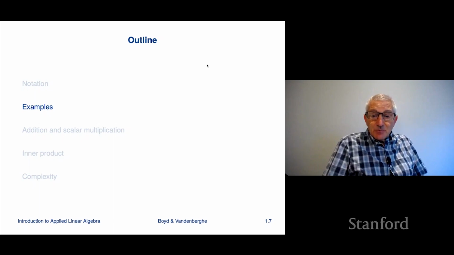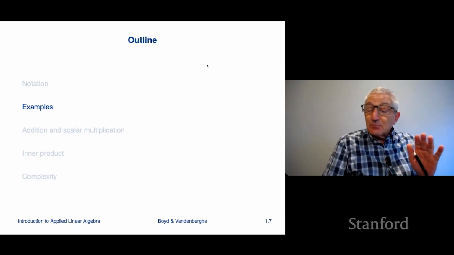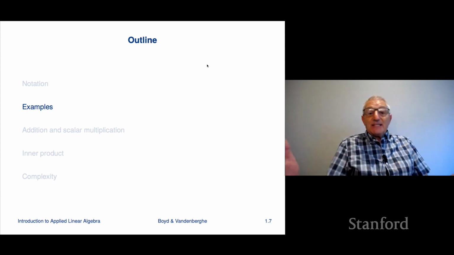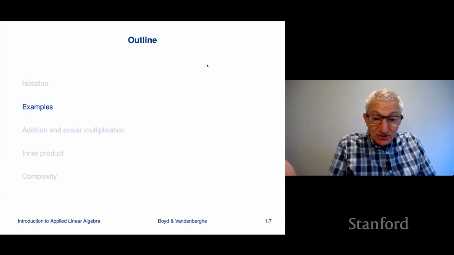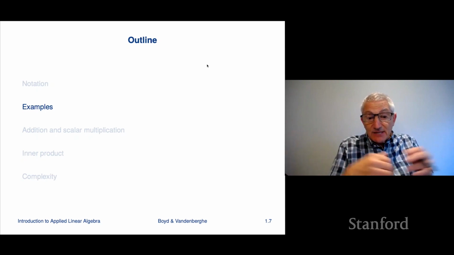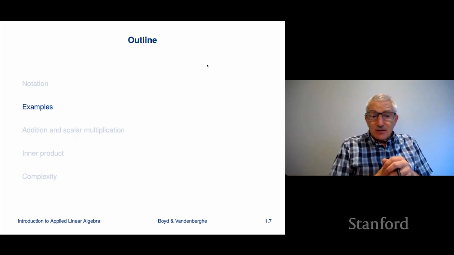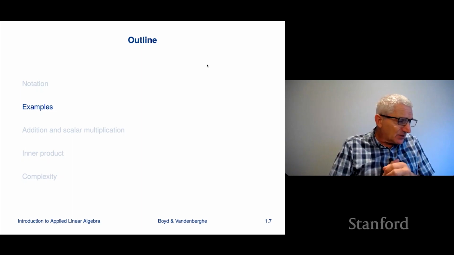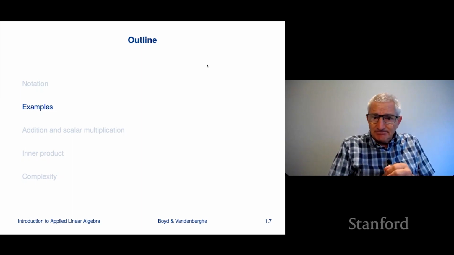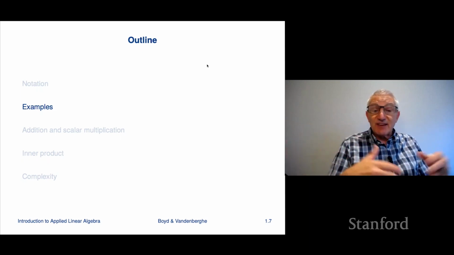Our next topic is examples of vectors. Last time we simply looked at the basics, like what's a vector, how do you refer to its entries or its elements. We looked at the concept of equality, stacking vectors. Let's see, what else did we talk about? Sparse vectors, unit vectors, ones vectors, special vectors.